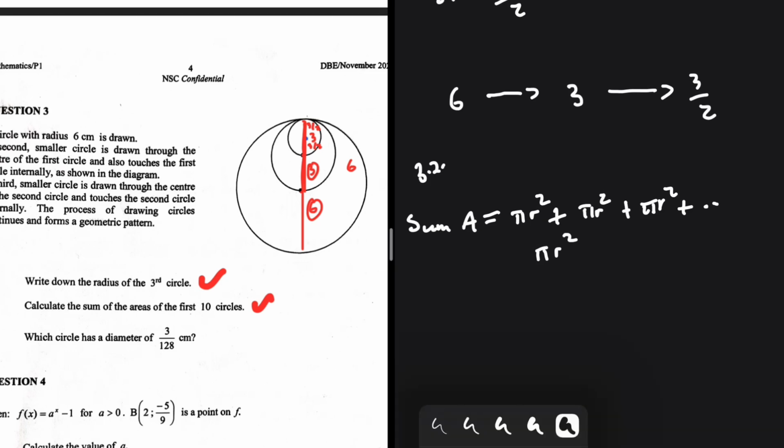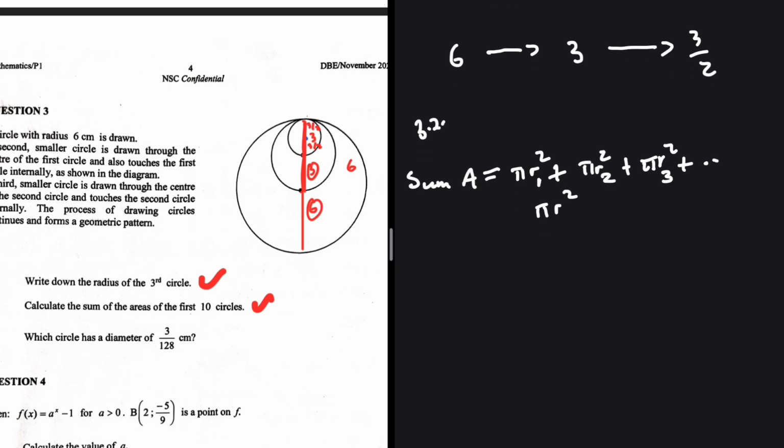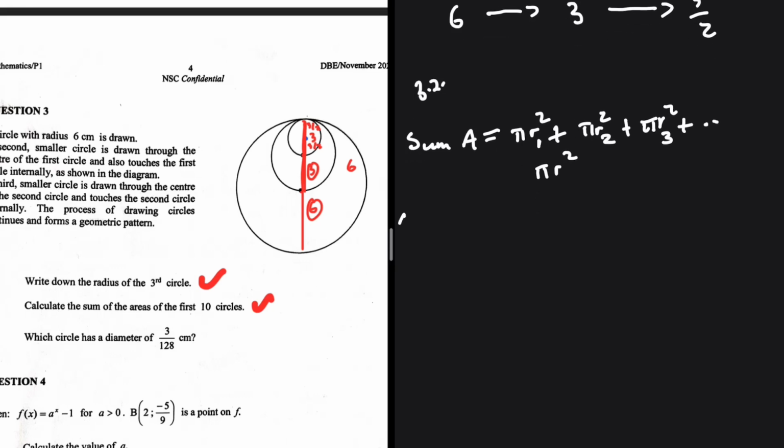Obviously, the first radius is of the first circle, and then the second circle, and then the third circle. So how are we going to be able to do this? Do we calculate the areas of one circle at a time up until 10? That doesn't seem very efficient, right? Take a look at this. We can say that the sum of the areas of these circles is equal to, let's take pi as a common factor, r1 squared plus r2 squared up until the 10th circle. So we're going to have r10 squared.